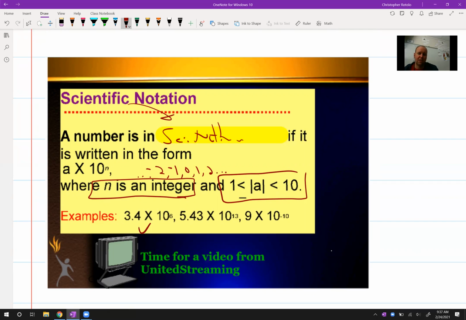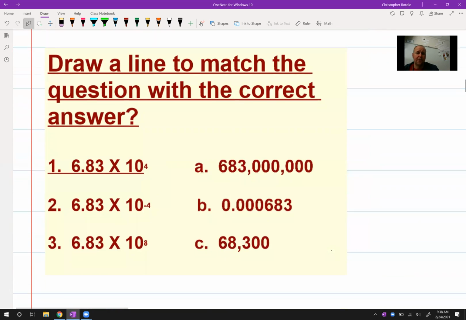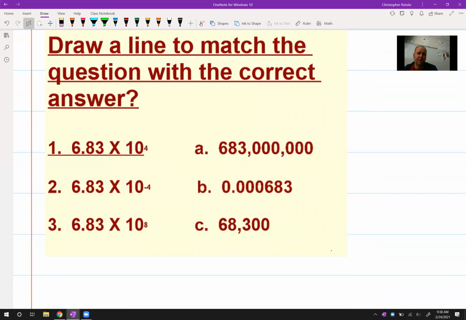So here are some examples of things that are written in proper scientific notation. 3.4 times 10 to the 6, check, that's good. 5.4 times 10 to the 13th, that's good. 9, okay, we could say 9.0 if you wanted to. So that works. And 10 to the negative 10, so that works as well. All right, so let's match them up. So first thing I want to notice is if I have a negative exponent, this should be a number that's really small, right? Because it's written in proper scientific notation. Same thing for the a value, 6.83. This one has times 10 to the fourth versus 10 to the eighth. So 10 to the eighth should look a lot larger than 10 to the fourth. So that's what we'll have and match those up.